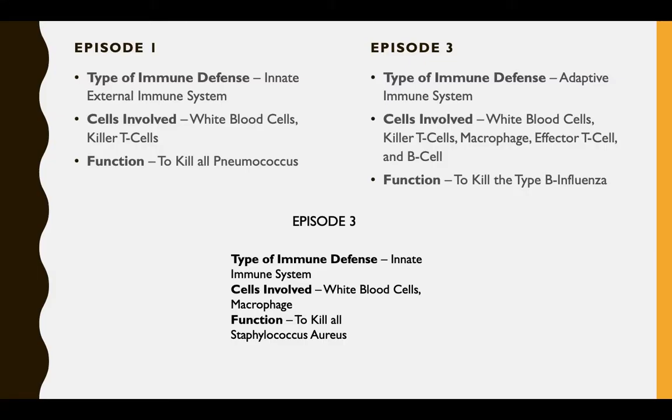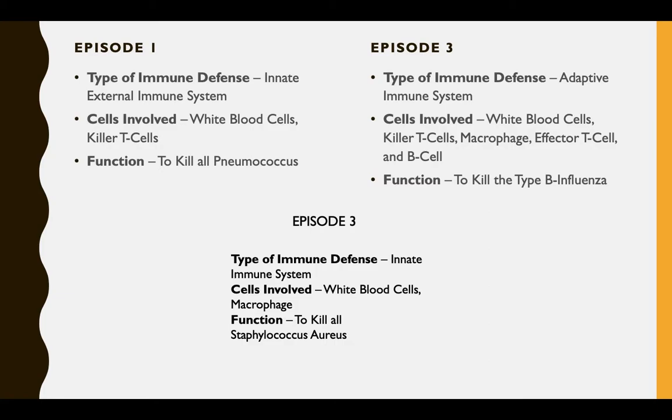Okay, so next we're gonna explain the type of immune defense in each episode and the cells involved in its function. For episode 1, the type of immune defense is the innate external immune system, while the cells involved are white blood cells and killer T cells, and its function is to kill all pneumococcus. For episode 3, the type of immune defense is the adaptive immune system. The cells involved are white blood cells, killer T cells, macrophage, effector T cell, and B cell. Their function is to kill the type B influenza.